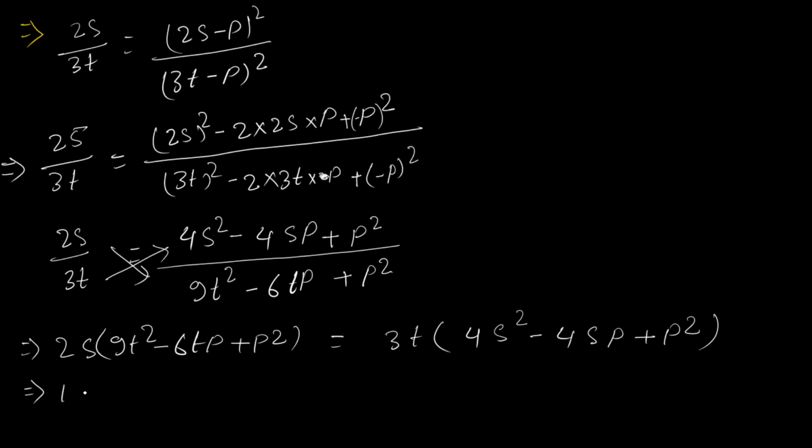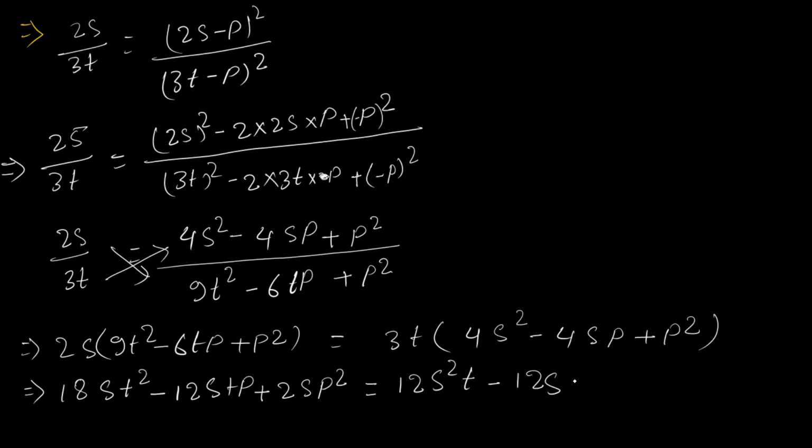9 2 ja 18 st square minus 6 2 ja 12 stp plus 2 sp square equal to 3 4 ja 12 s square t minus 3 4 ja 12 spt plus 3 tp square.